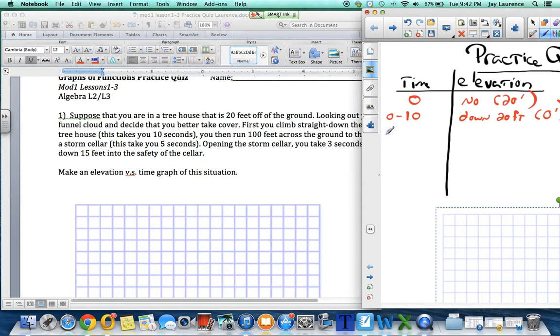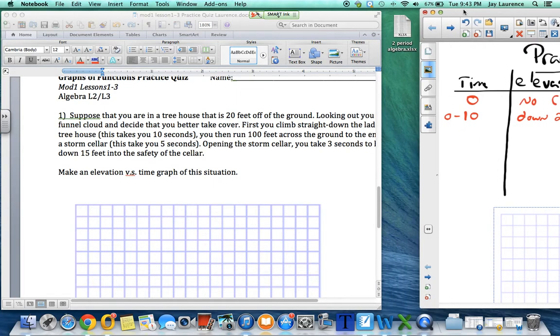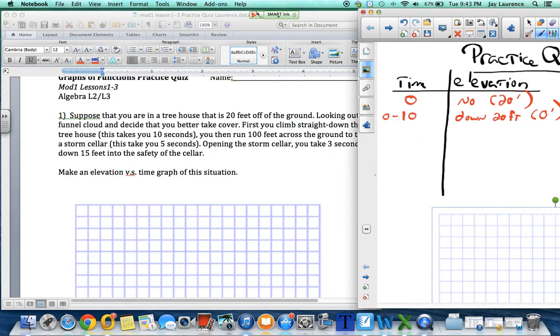Then we walk across the ground for 100 feet, and it takes us 5 seconds to do that. So from time 10 to 15, there's no change, and I'm still at 0 feet, because we're doing elevation, not distance across the ground. Now I open the storm cellar, and from 15, it takes 3 seconds to go down 15 feet. So now technically we're at minus 15 feet, right?